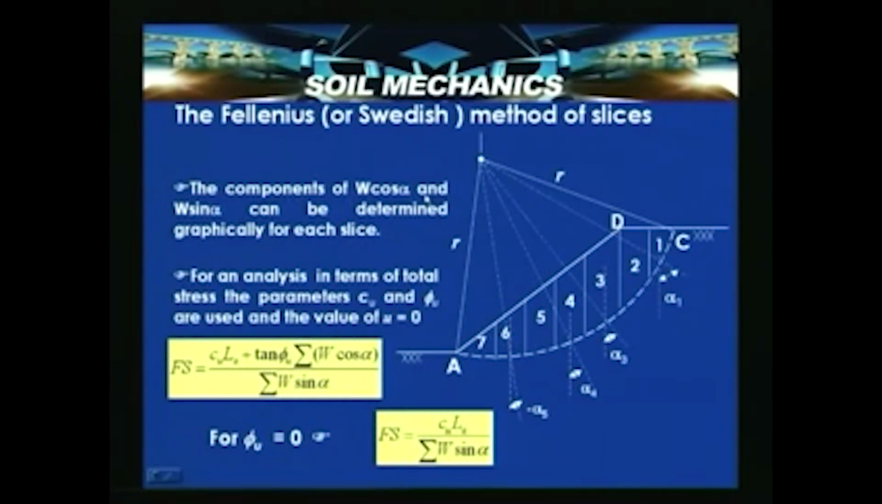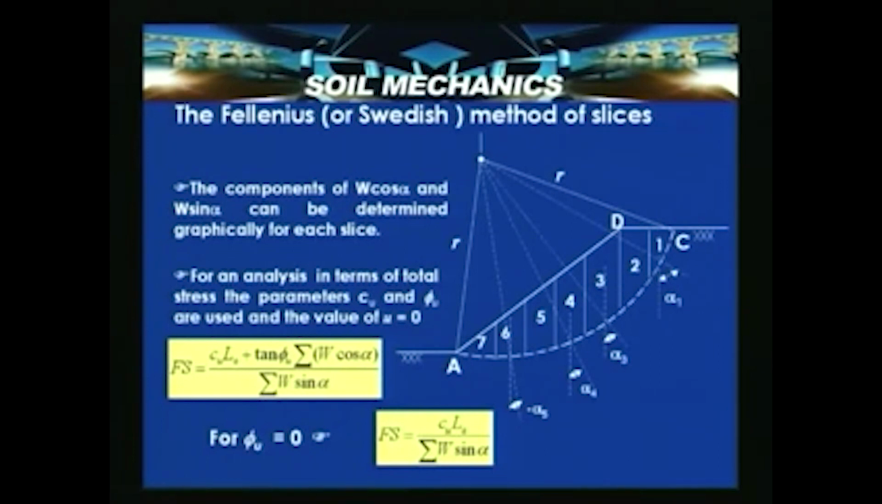So, the components W cos alpha and W sin alpha can be determined graphically for each slice. For an analysis in terms of total stresses, the parameters Cu and phi u are used and the value of u is equal to 0. That means that Cu and phi u are considered for the total stress condition, which indicates an undrained condition.